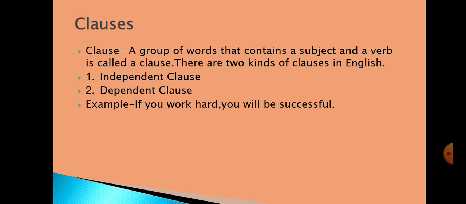There are two kinds of clauses in English. They are independent clause and dependent clause. Independent clause is also known as principal clause and main clause. Dependent clause is called subordinate clause. तो यहाँ पे independent clause जो है उसको हम main clause या principal clause भी कह सकते हैं और dependent clause को हम subordinate clause भी कहते हैं.